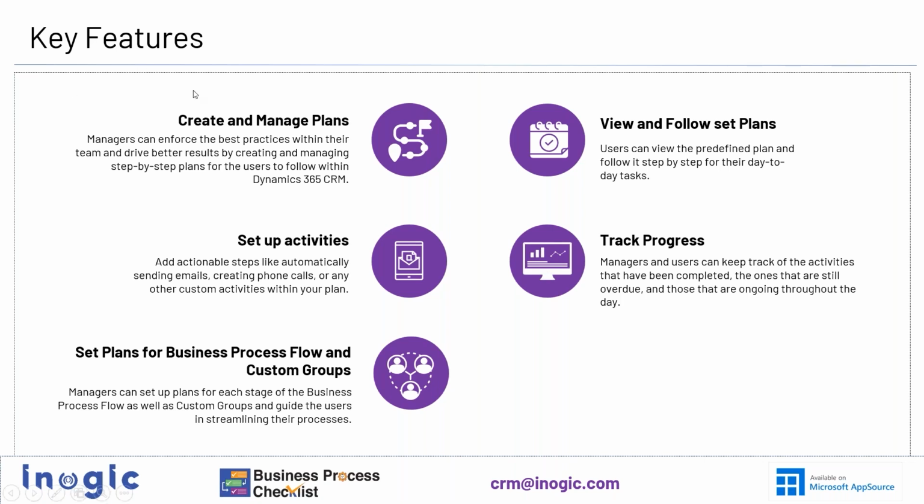The best part is that you can seamlessly integrate these plans into the out-of-the-box business process flow. But don't worry, if you prefer a more tailored approach, you can also utilize our custom groups. I'll make sure to explain the custom groups in detail during the demonstration. One of the key advantages of the business process checklist is that it allows you to set up various activities and actionable items. This includes automating tasks such as sending emails, creating phone calls, or even integrating your custom activities to suit your unique business needs.